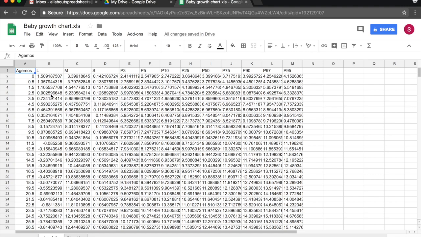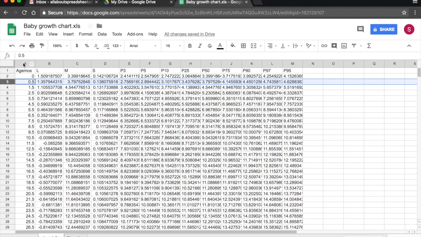Spreadsheets are composed of rows, columns, and cells. Rows go across the page and are labeled with numbers. So what I have highlighted here is row number 1, row number 2, row number 3, and so on.